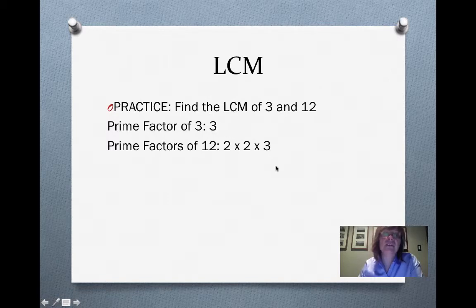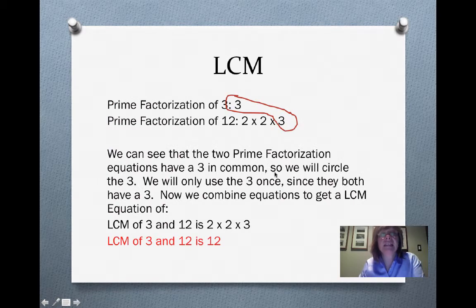So our prime factorization equation for 12 is 2 times 2 times 3. Okay, so if we match these equations up, we find that the prime factorization of 3 and the prime factorization of 12 have the 3 in common. So I'm only going to use what they have in common once to create my LCM equation, which is a combination of their prime factorization equations. So we come up with the LCM as 2 times 2 times 3. When I multiply this together, 2 times 2 is 4, 4 times 3 is 12. I find out again that the LCM of 3 and 12 is 12.